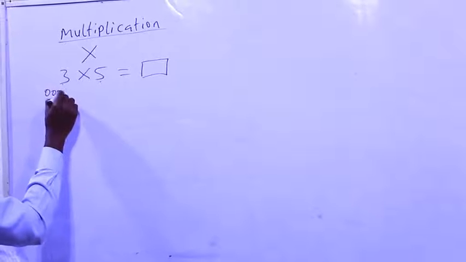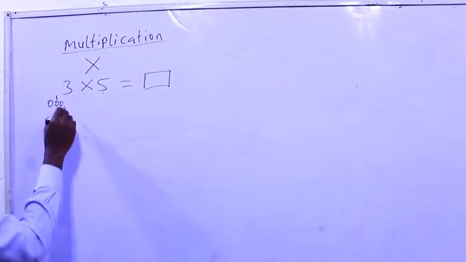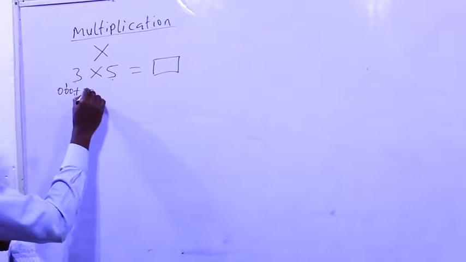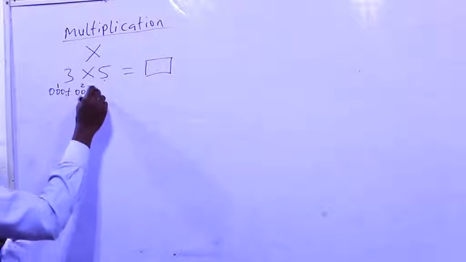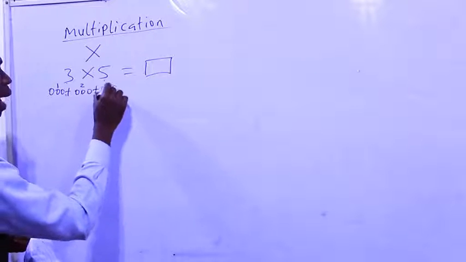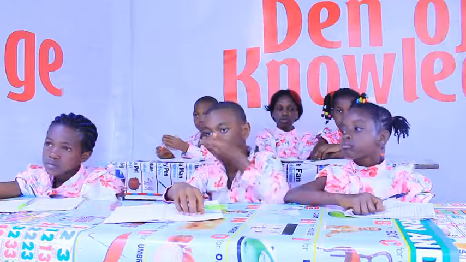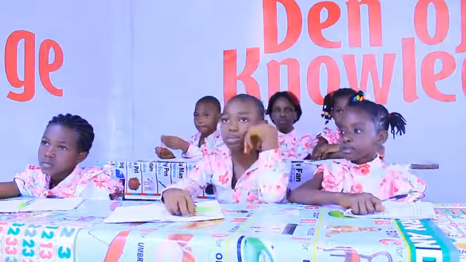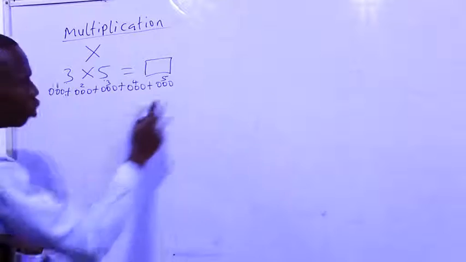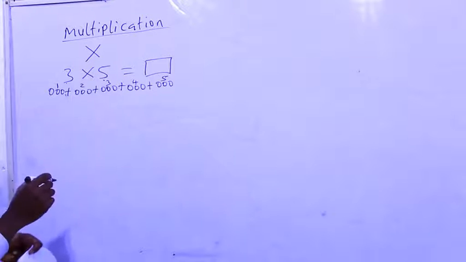1, 2, 3, 4. 1, 2, 3. I'll call it 1, plus 1, 2, 3. I call it 2, plus 1, 2, 3. This is 3, plus 1, 2, 3. 4, plus 1, 2, 3. 5. That is repeated addition to the number of times given.